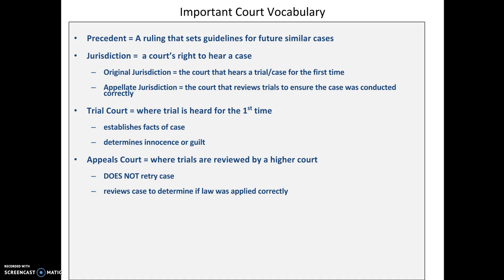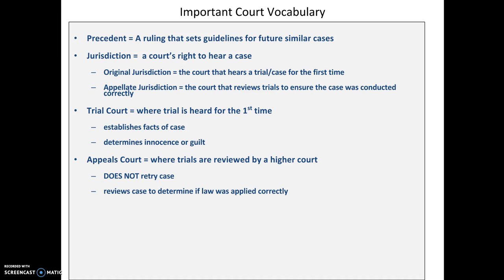Another term that you need to be able to understand and distinguish is jurisdiction. This is, of course, the right to hear a case, and there's two types of it. There's original jurisdiction and appellate jurisdiction. Original jurisdiction, think about what that word original means: first time. Original jurisdiction describes courts that hear a trial for the first time. So when a person is accused of a crime, or if a civil case is being resolved for the first time, that trial or that case is going to be held at an original jurisdiction court. Each has its own role and its own responsibilities.